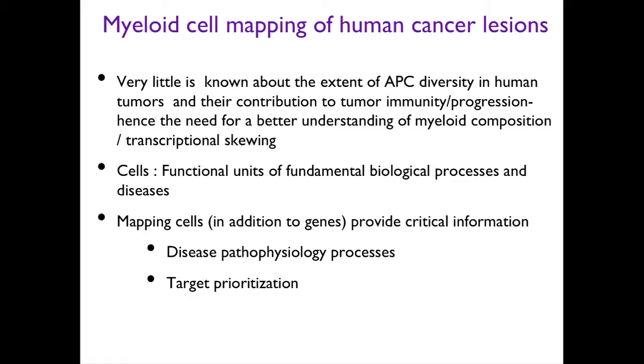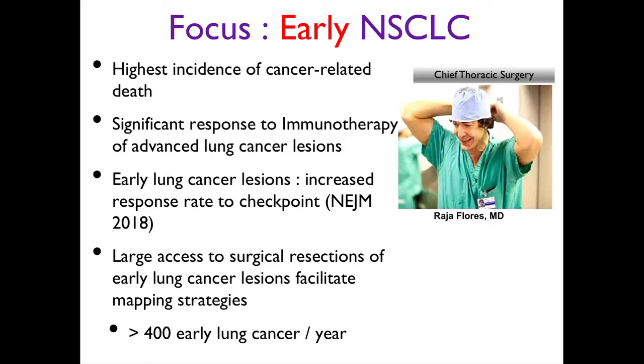So very little is known, indeed, about the extent of APC diversity in human tumors and their contribution to tumor immunity or tumor progression, and hence the need, we believe, for a better understanding of myeloid composition in human tumors. Now, because cells are really the functional units of biological processes, we believe that mapping cells, in addition to pathways, can provide critical information on both the disease pathophysiological processes, but also on target prioritization, which I'm going to discuss later during this talk.